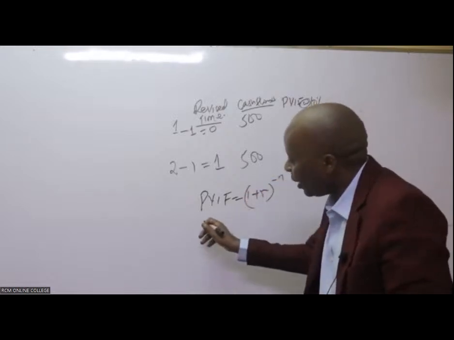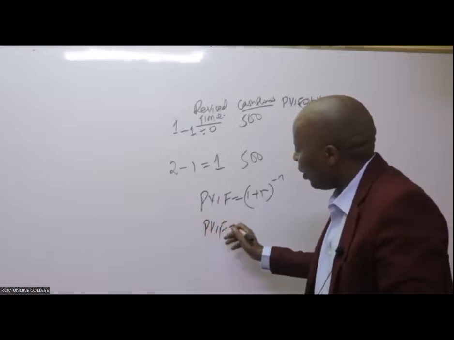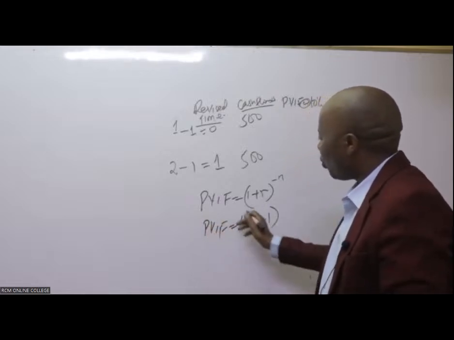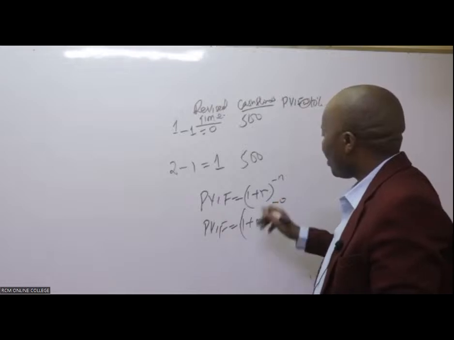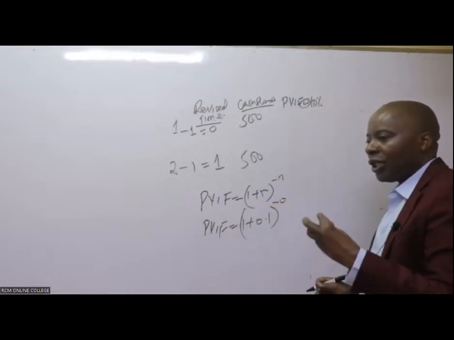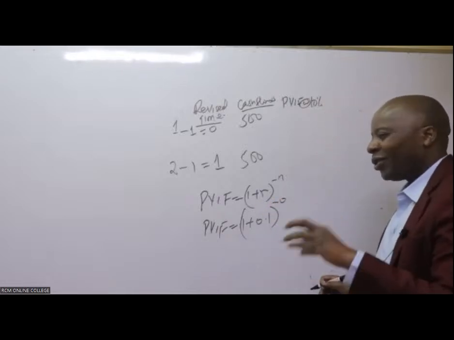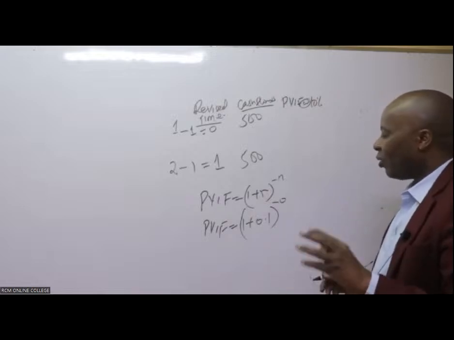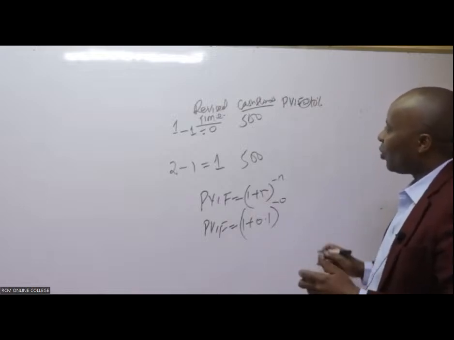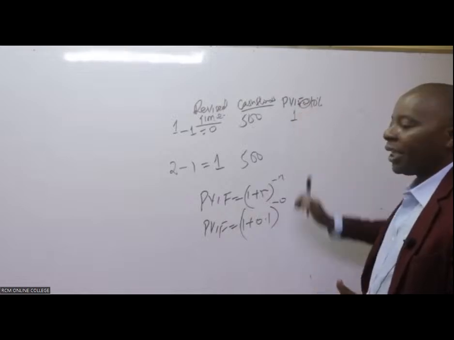So PVF here will be 1 plus R, which is 0.1, raised to negative 0. Could you kindly not write anything? Just give me this answer. 1 plus 0.1 raised to negative 0 gives me what figure? Somebody there gives me 1.